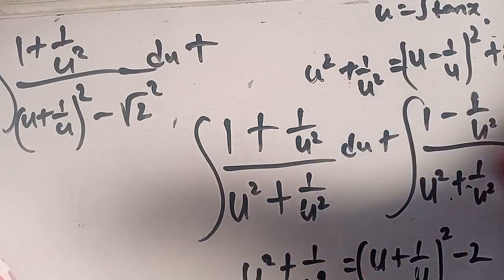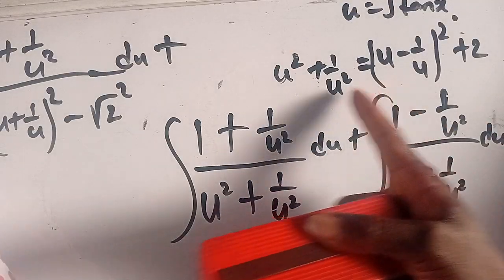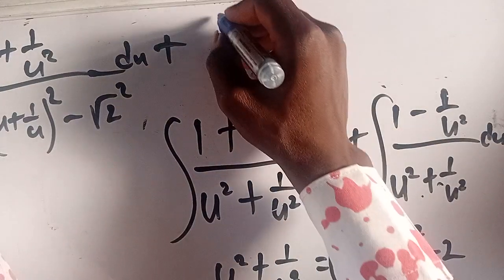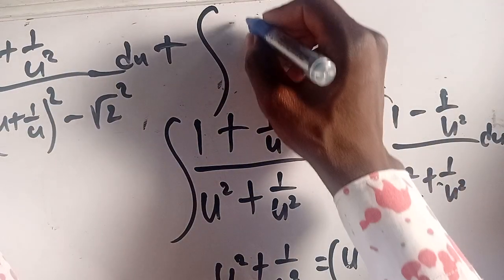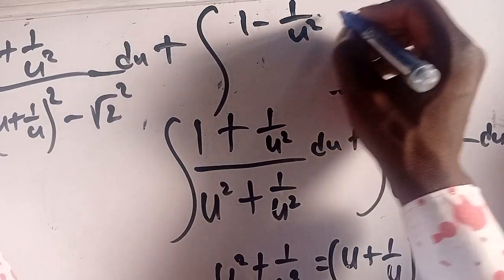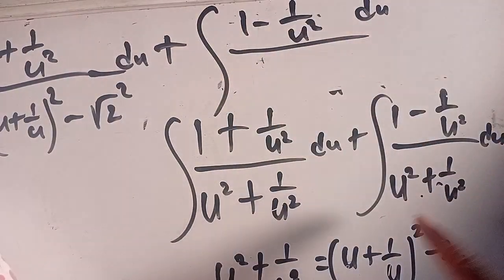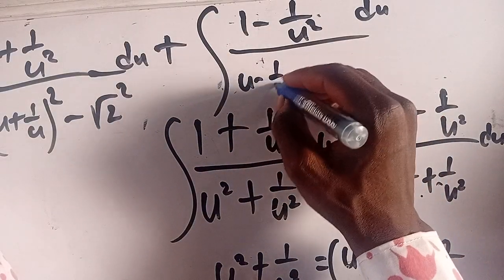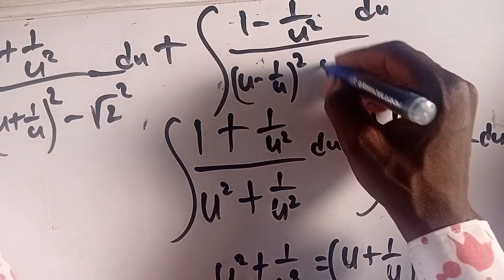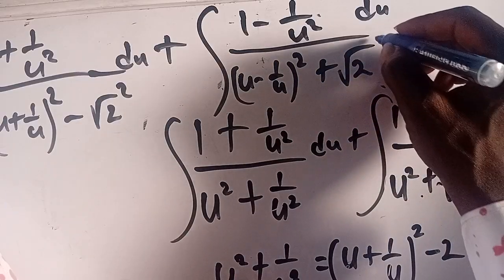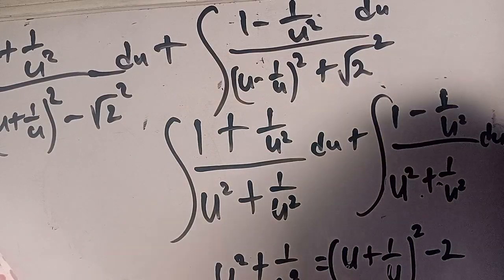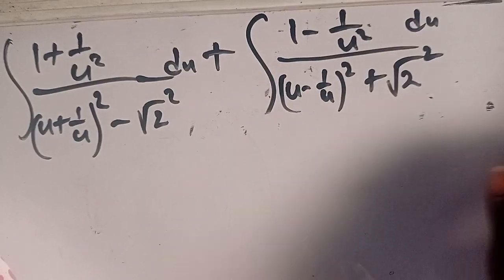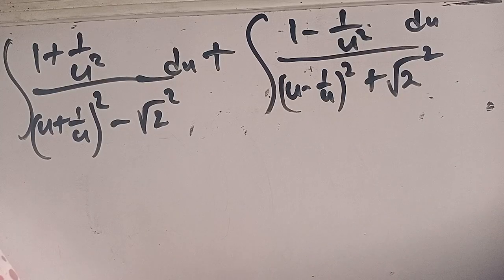look at this identity, take note of it. That's what I want to write next. I want to write it next, but I'm cleaning it because of space. Plus the integral of 1 minus 1 over u square du divided by, now the identity for this can be written as u minus 1 over u all squared plus 2, which is root 2 square. Just follow what I've been doing, there's no problem. So this is what the question has turned to. Do we get that now?